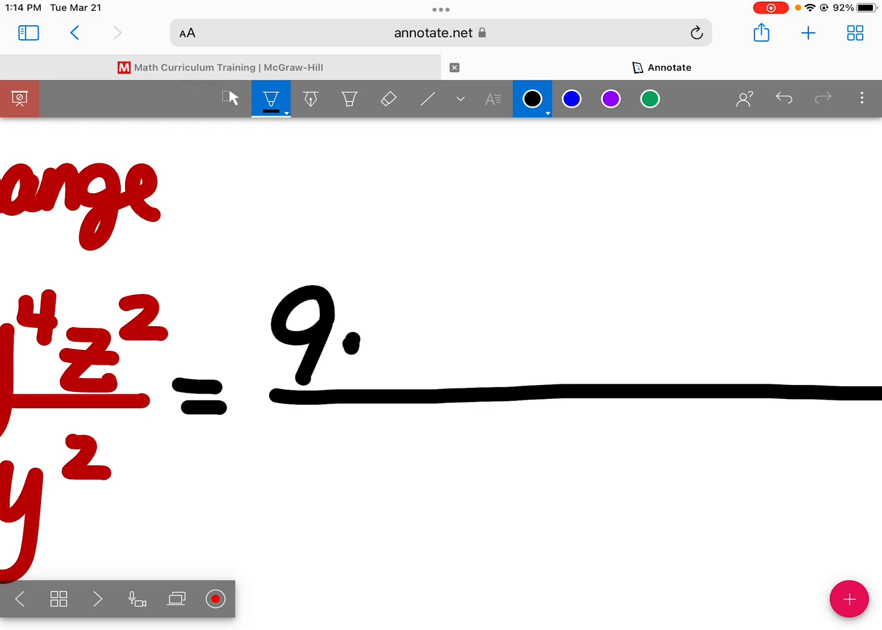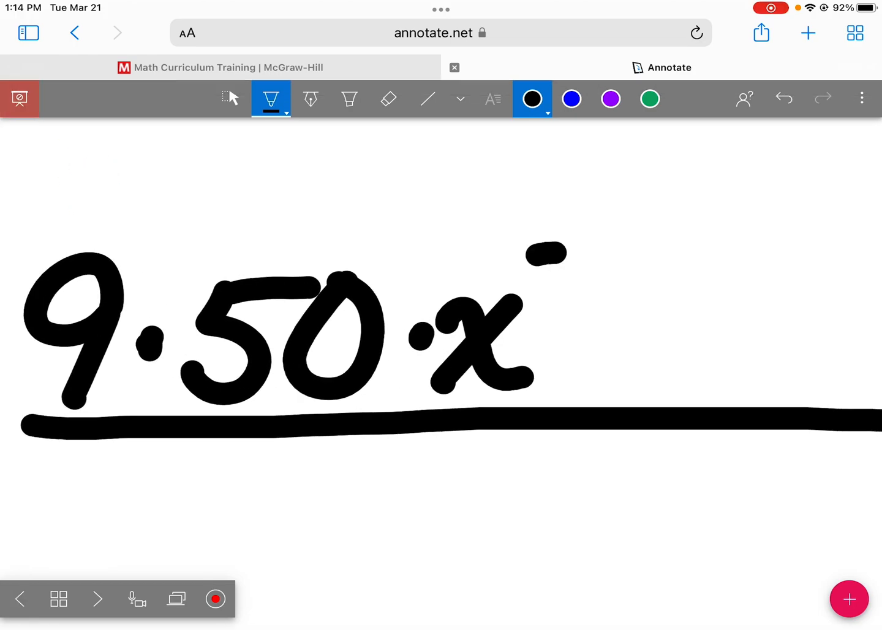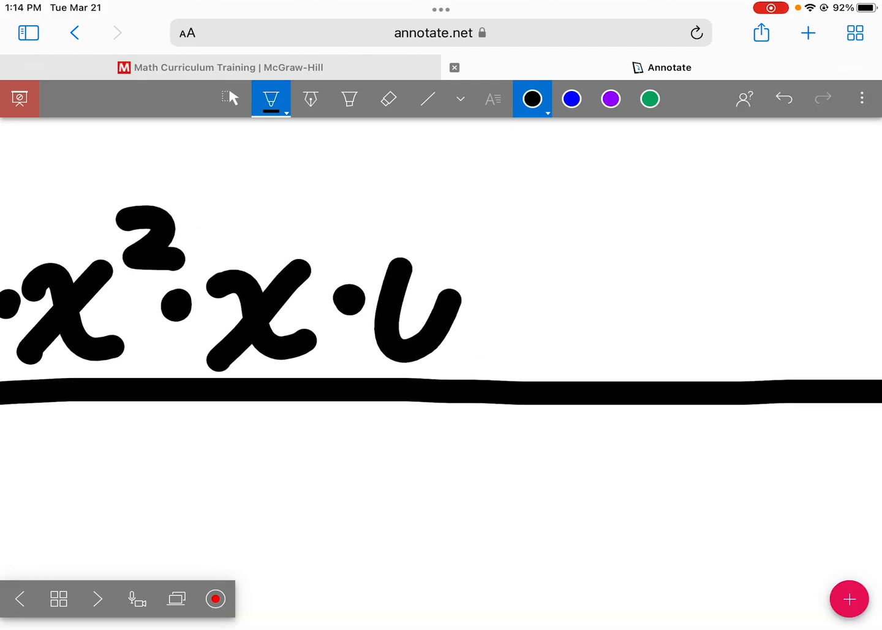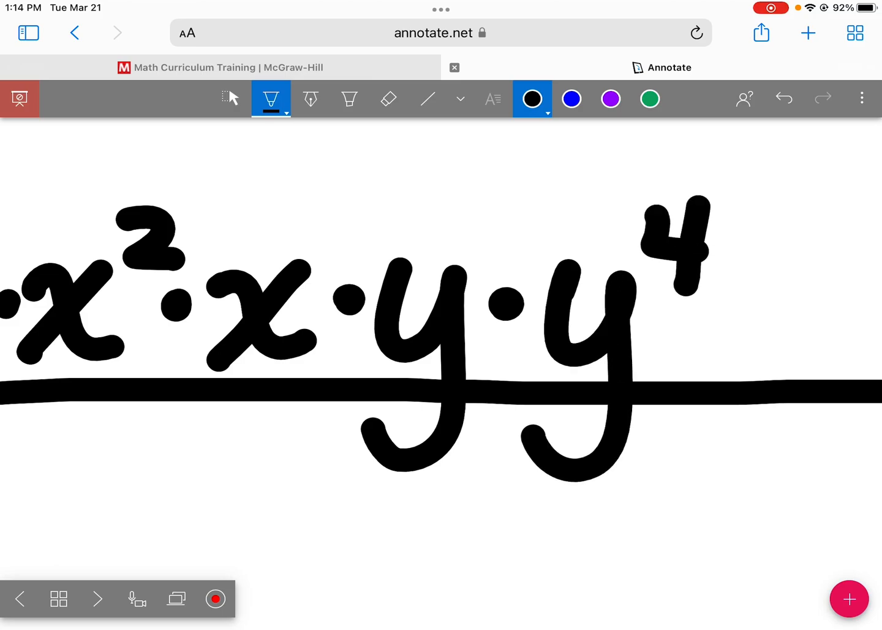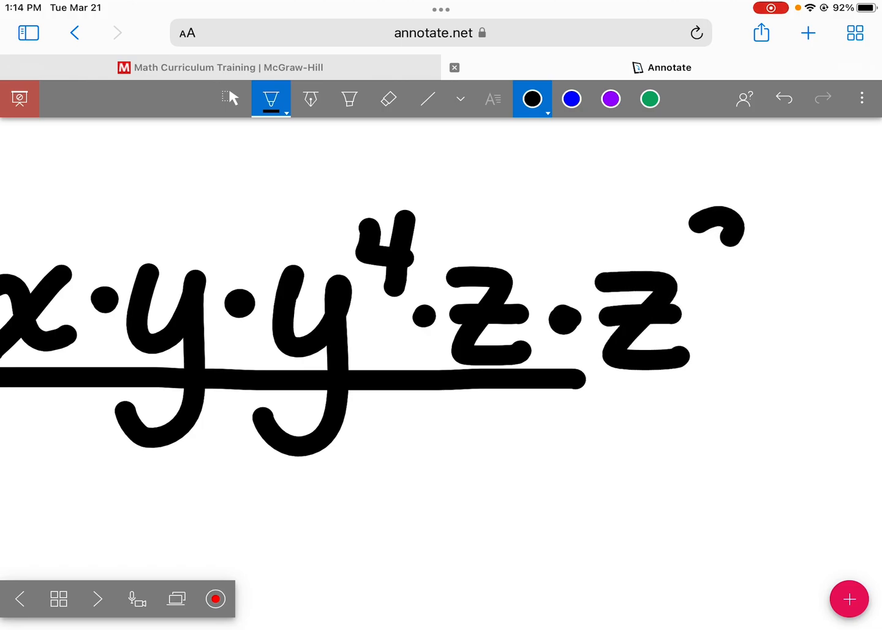Up on top, I'm multiplying 9 and 50. And then I'm going to write down my variables. And since the order doesn't matter, I'm going to group the variables that are the same together. So I have times x squared times x times y to the 4th times z times z squared. You guys agree that everything that I wrote down in that numerator is in those two original numerators? Different order, but all the pieces are there.